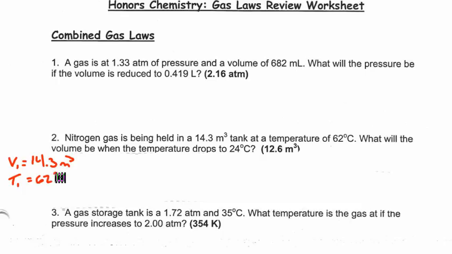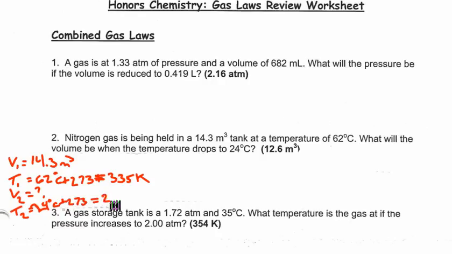62 degrees Celsius, but we want to change this to Kelvin by adding 273 to it. So if we do that, we should end up with a new temperature of 335. That should be an equal sign. Sorry, 335 Kelvin. And if we look at our new volume, that's what this problem is trying to get us to find. When we change our temperature to 24 degrees Celsius, and again, change that by adding 273, we're going to end up with 297 Kelvin.